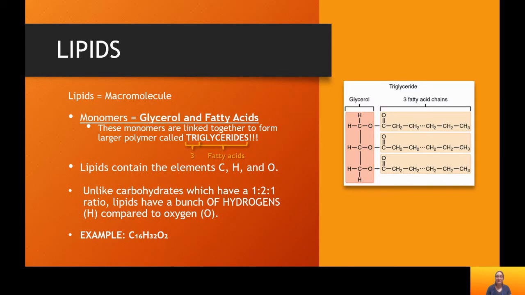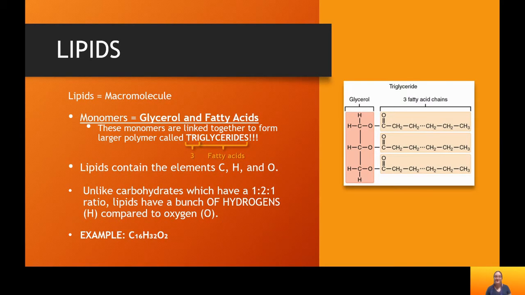Now, the way they're assembled, the way that you use them in the chains, that's going to make a difference between whether it's labeled a carbohydrate or a lipid. So remember, the carbohydrates had those hexagonal shapes, whereas these lipids look more like a chain. And they don't have that 1-to-1 ratio that the carbohydrates had. Here, an example of a glycerol and fatty acid combination could be C16H32O2. So there is no real correlation between these.